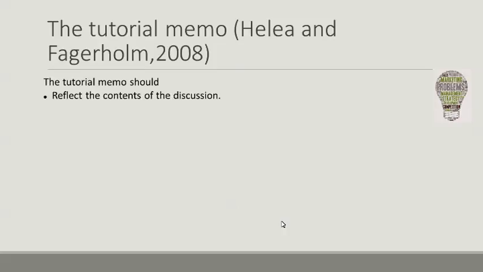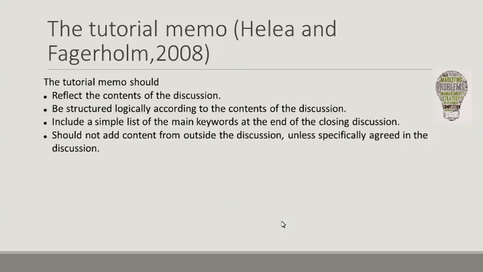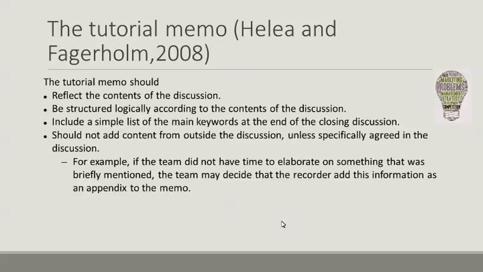The tutorial memo should reflect the contents of the discussion, be structured logically according to the contents of the discussion, and include a simple list of the main keywords at the end of the closing discussion. They should not add content from outside the discussion unless specifically agreed in the discussion. For example, if the team did not have time to elaborate on something that was briefly mentioned, they may decide that the recorder add this information as an appendix to the memo. The recorder can ask for clarification.